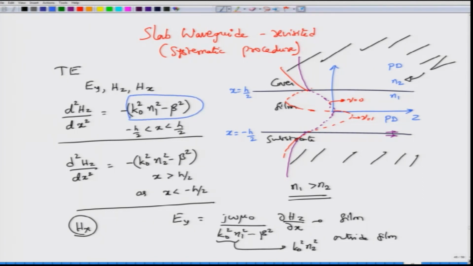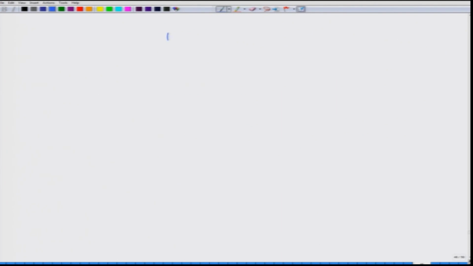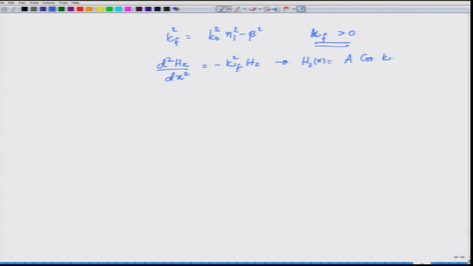Okay. I am going to introduce a couple of notations here. I will say kappa f square, which is the transverse wave number, to be defined as k0 square n1 square minus beta square, and I clearly want kappa f to be a positive quantity. Okay. So, only when kappa f is a positive quantity, I will have d square Hz by dx square equals minus kappa f square times Hz, which has a solution in the form of a cosine kappa f x plus b sine kappa f x. Okay. So, this should be the condition within the film.